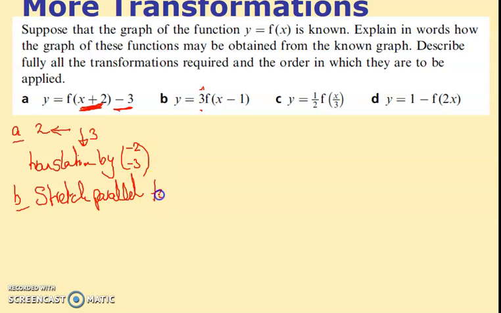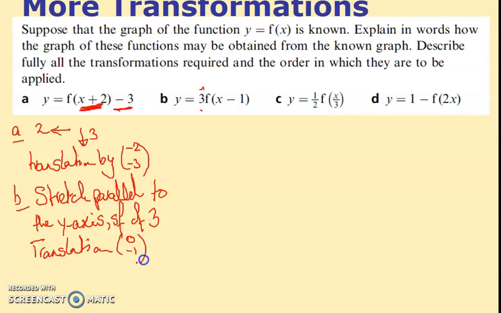Now it's outside the bracket, so that's to the y-axis by a scale factor of 3. Followed by, or before, it doesn't matter which order these are in. And the next one, it says -1. That's in the bracket, so it's a translation. And it's 1 down, so 0 across, 1 down. And that's B done. C.